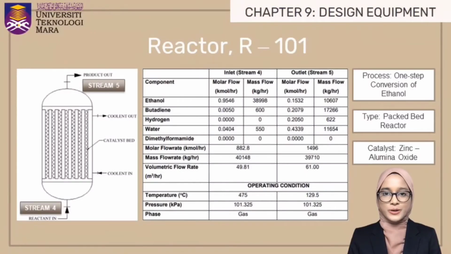In reactor R101, one single-step conversion of ethanol process is carried out. A packed bed reactor is chosen as it is the most suitable reactor to carry out the chemical reaction with the presence of zinc alumina oxide as a catalyst.